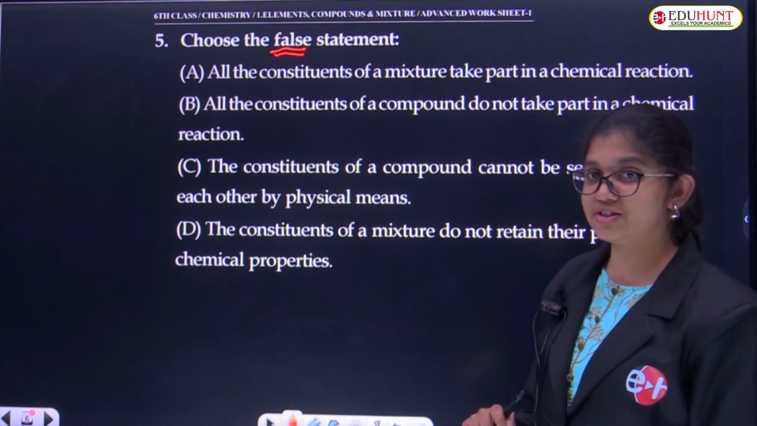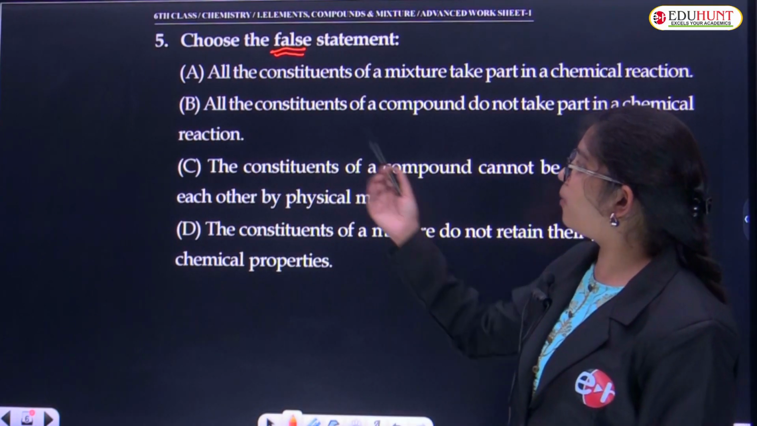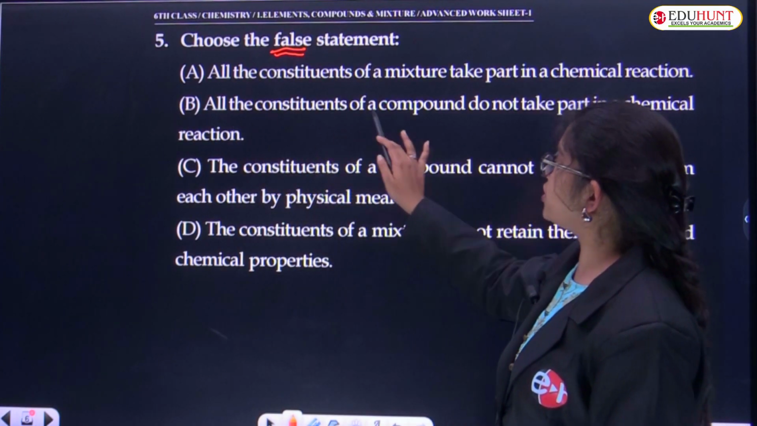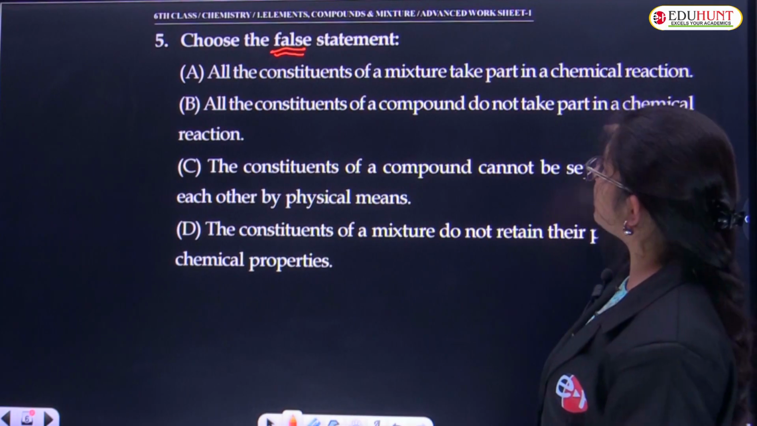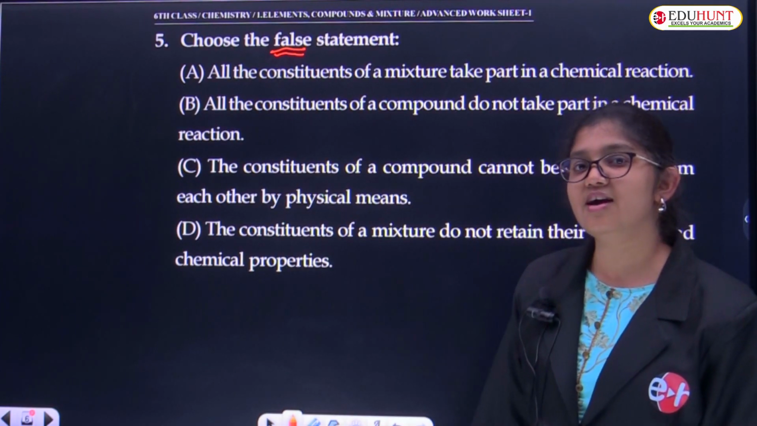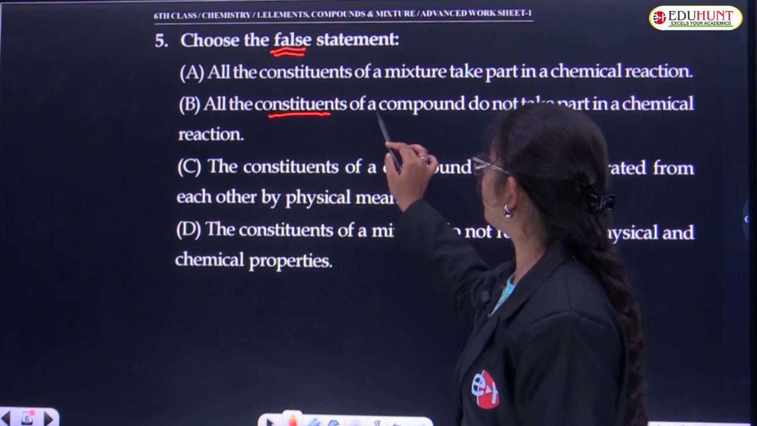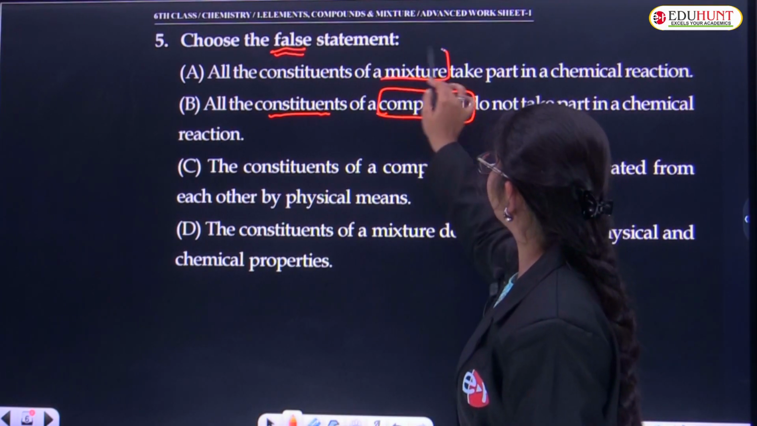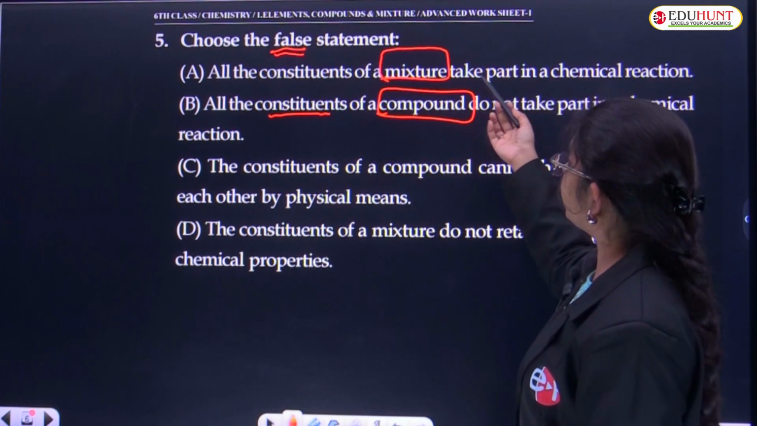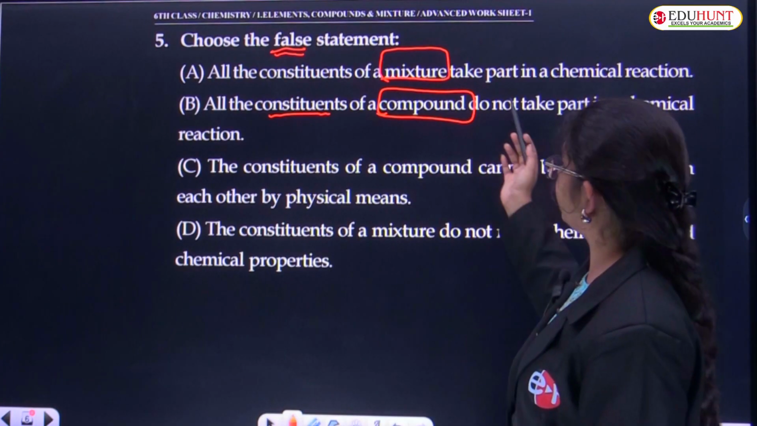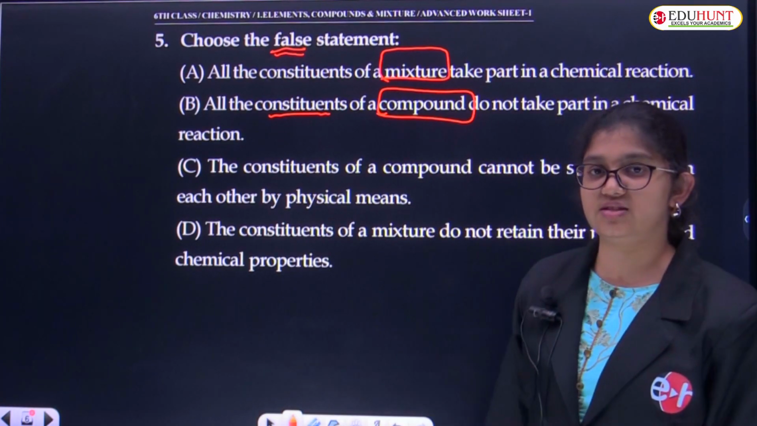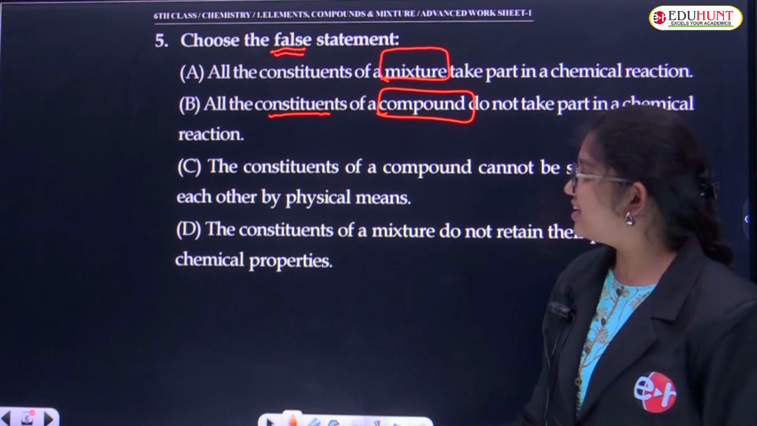Okay, still in confusion mode? Okay. Option B. All the constituents of a compound do not take part in chemical reaction. Here they gave the word mixture and here they gave the word compound. Here they gave take part in chemical reaction. Here they gave do not take part in chemical reaction. What is this going on? Okay, chill. We'll go with C.